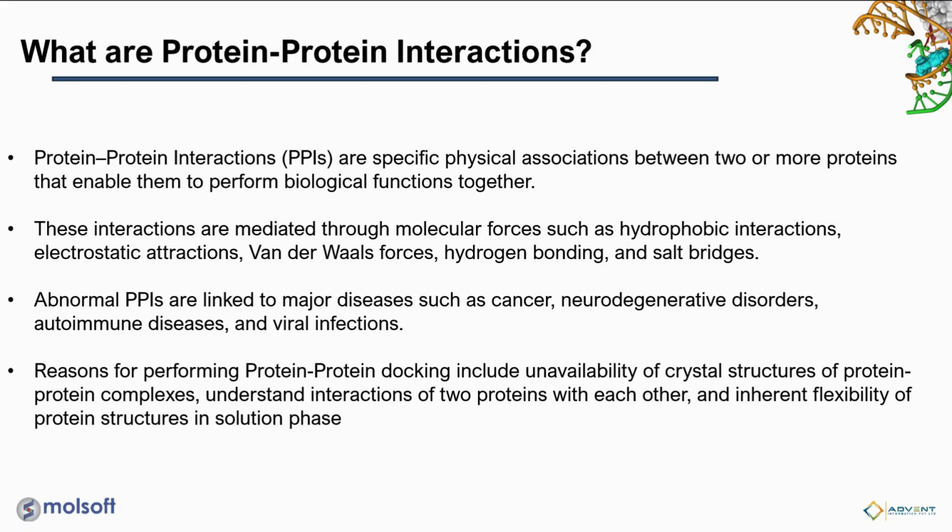So abnormal protein-protein interactions are usually linked with major diseases like cancer, neurodegenerative diseases, autoimmune diseases, viral infections as well. So what is the reason to carry out protein-protein docking? The major reason is that since proteins are very flexible moieties, they have a lot of inherent flexibility when they are in the solution phase, and that is why it is very difficult to crystallize them out as a complex, and that is where protein-protein docking can help us, right?